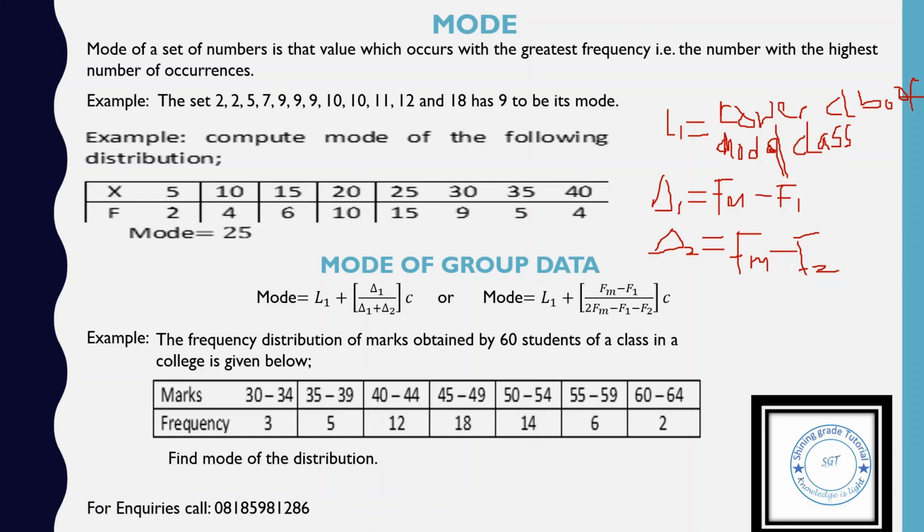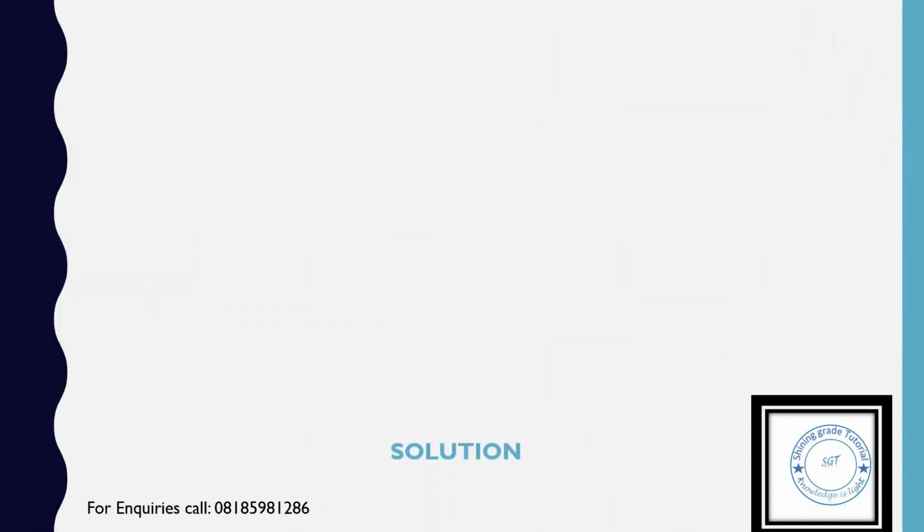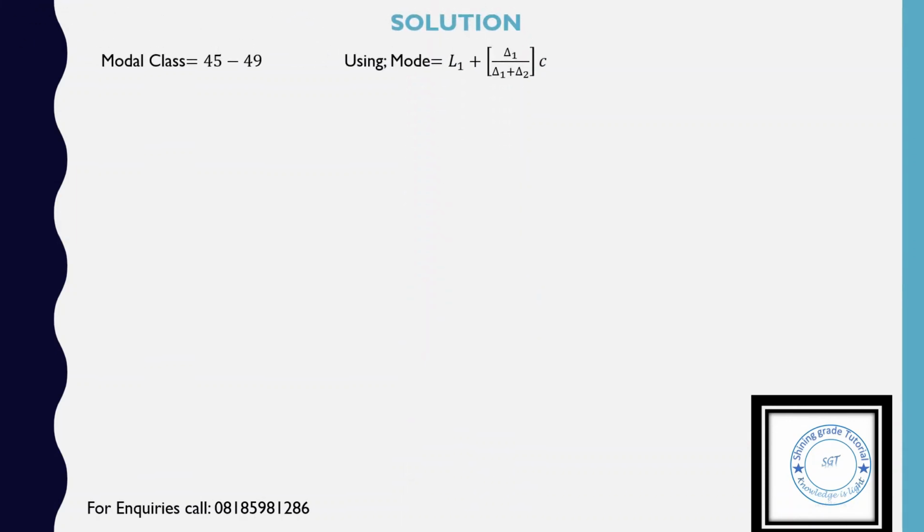So study that basically. You have the frequency distribution of marks obtained by 60 students here. These are the classes of marks, and these are the frequencies. We can simply have our solution. So we have our modal class, the class with the highest frequency, which is 45 to 49. You can go back and check.